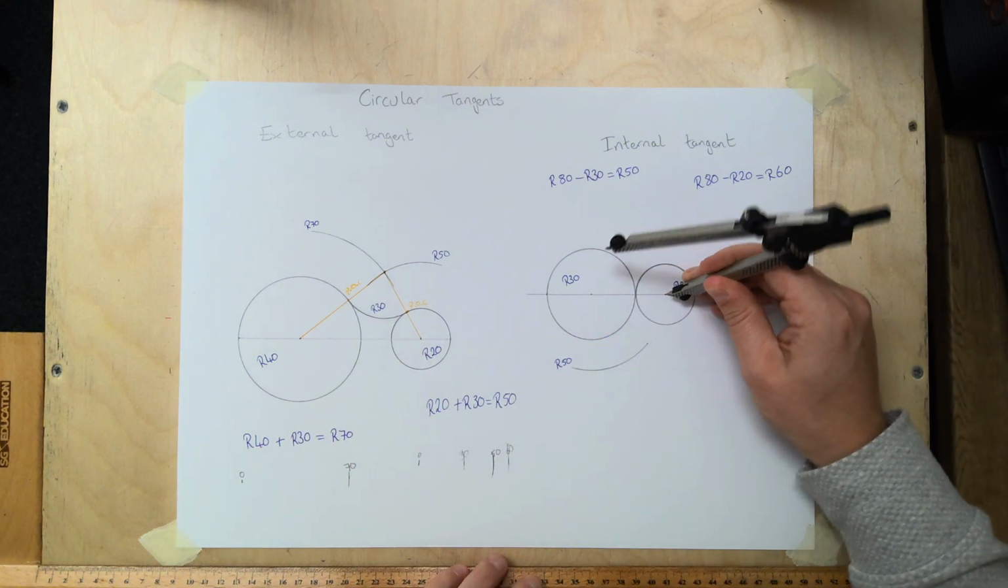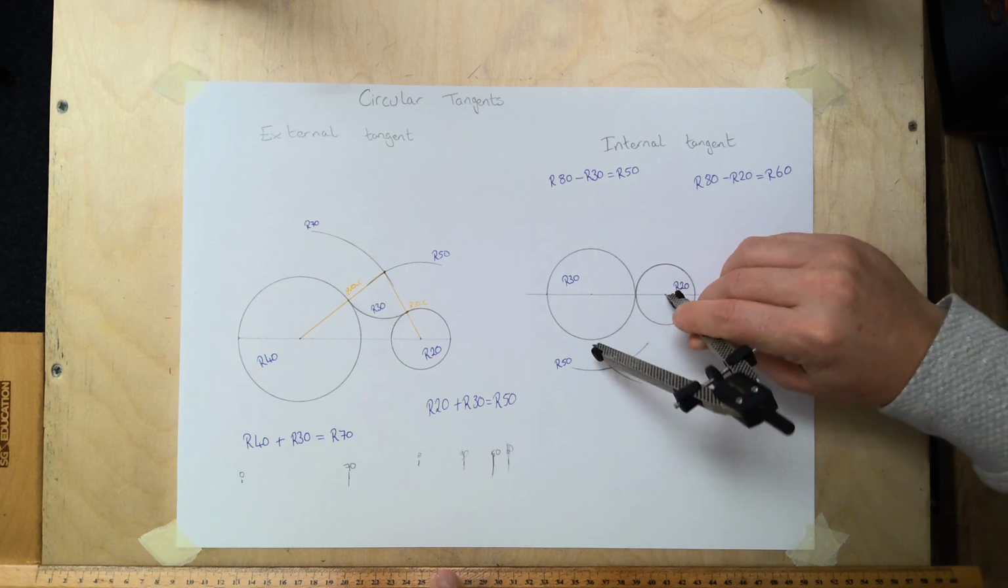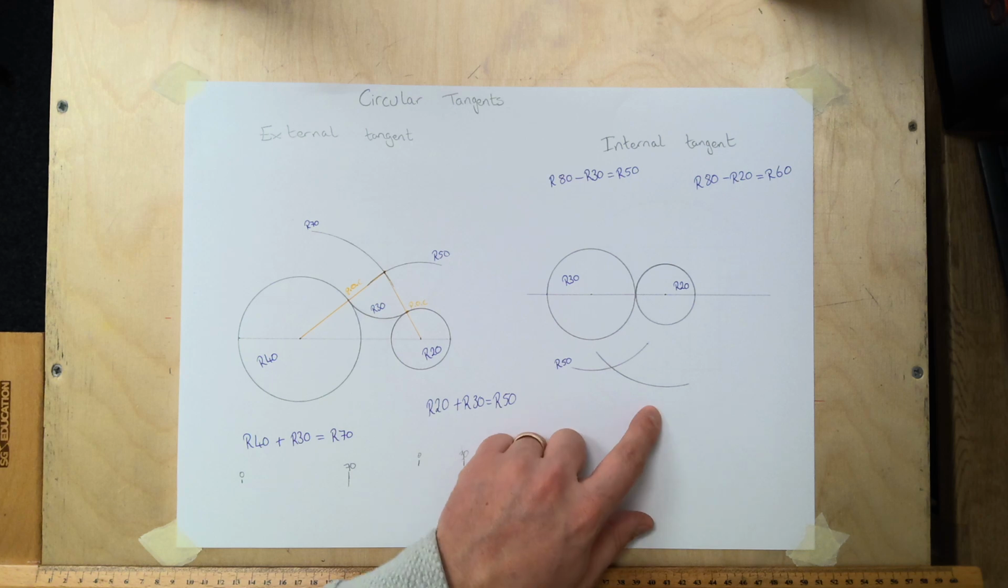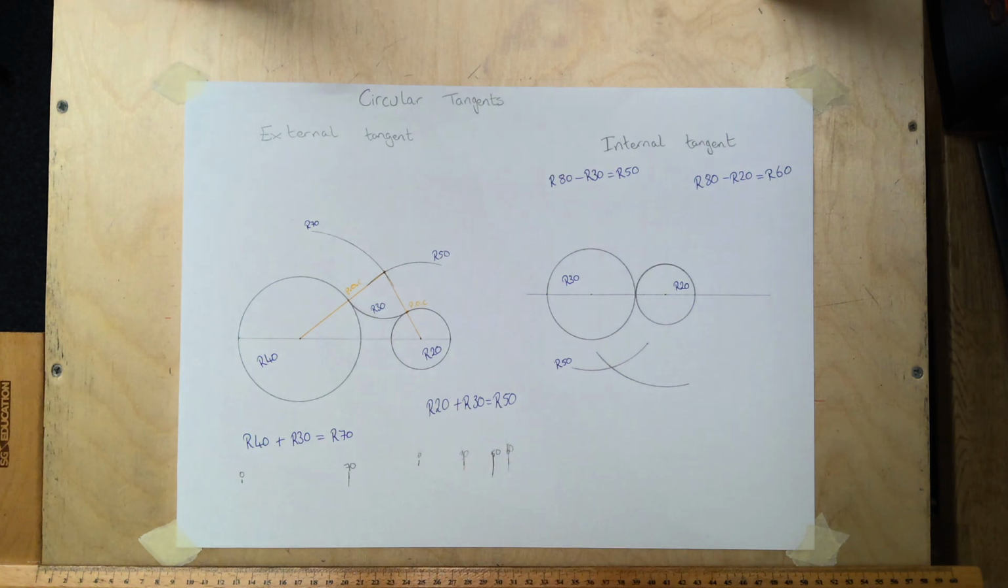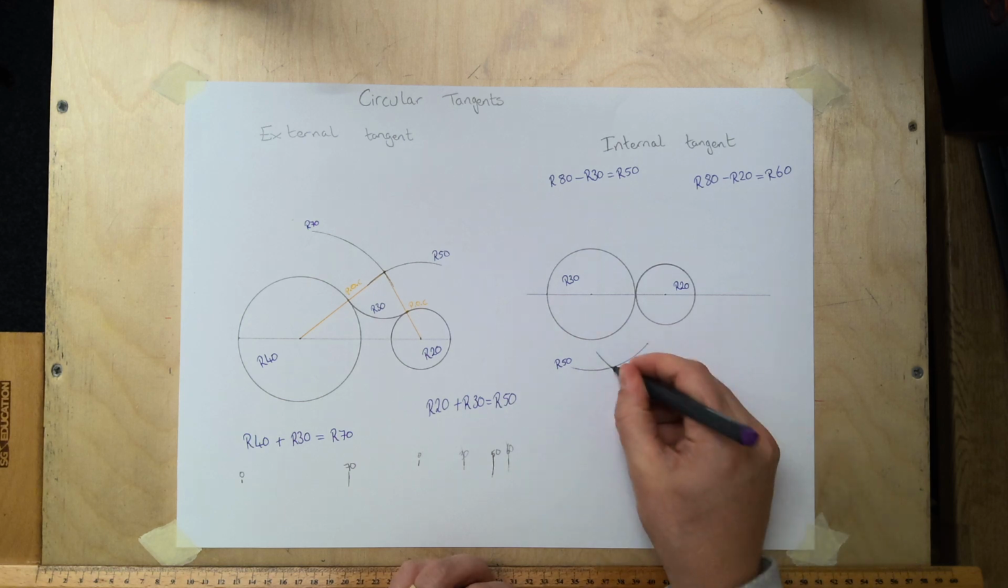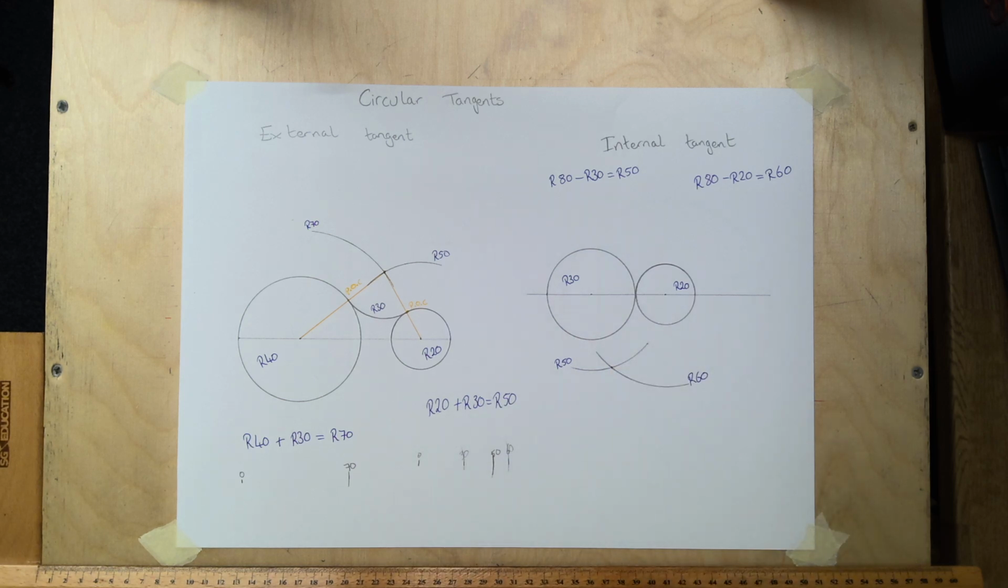From my 20, I've set my compass to 60. I'm going to swing that arc. I'm just going to extend it ever so slightly just so I have it, so I can write beside it. So this is my arc radius 60. Where they cross over, that is my center point.